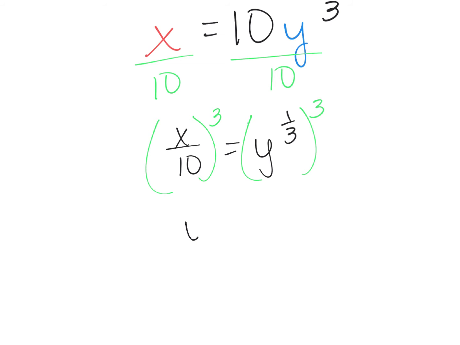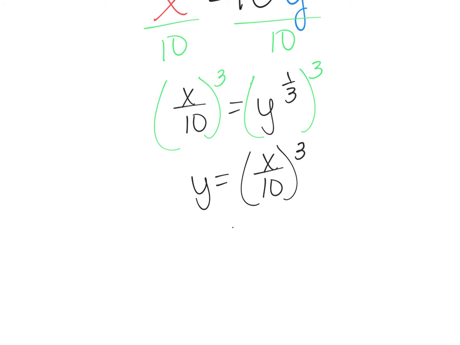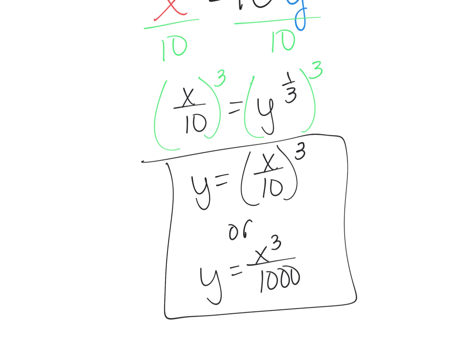So you could either write it as y equals, in parentheses, x over 10 to the 3rd, or if you wanted to write it as x to the 3rd over 1,000, because that's what 10 to the 3rd is. Either one of those is perfectly acceptable.